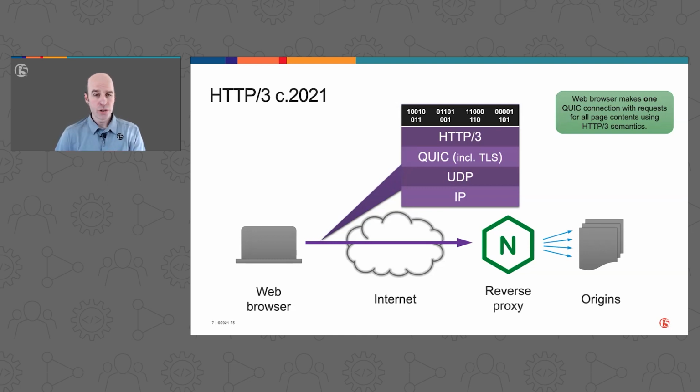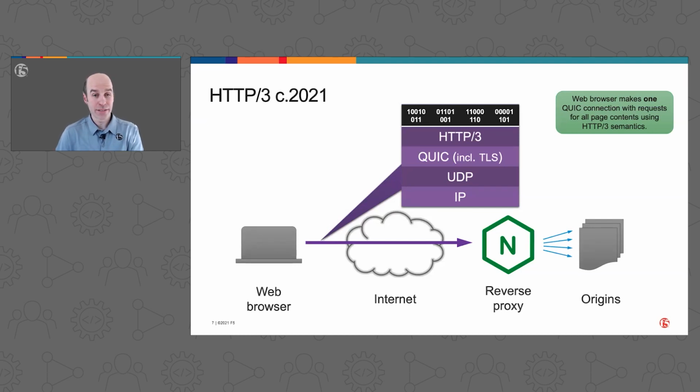UDP is not used for transport. It's used for packetization of the data, but the transport itself, the reliability and the inclusion of TLS is taken care of by QUIC. So we've kind of got a bottom half and a top half of the transport stack with different protocols taking care of each of those things.